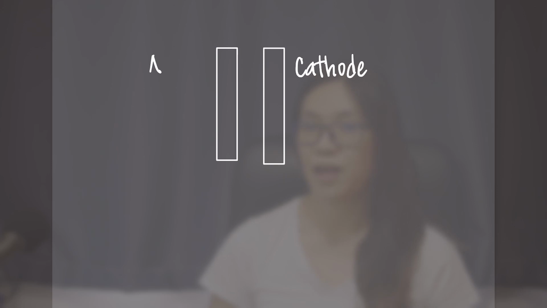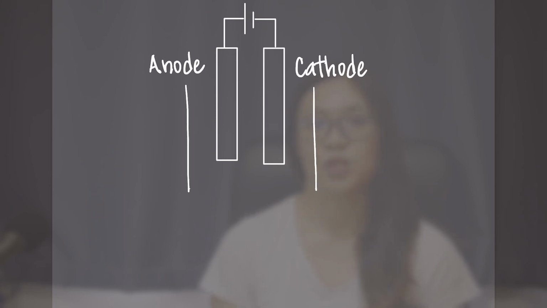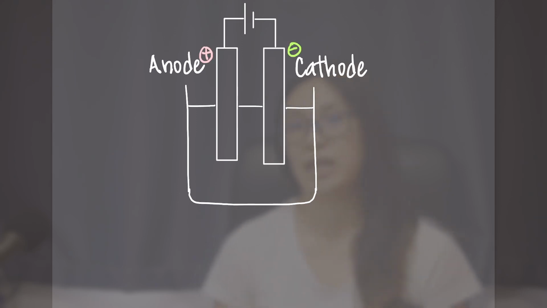To set up this experiment, we need a beaker with 2 electrodes. One electrode will be called a cathode, the other electrode will be called the anode. These 2 electrodes will be connected to external wires, which will be connected to a battery, with the anode being connected to the positive side and the cathode being connected to the negative side.